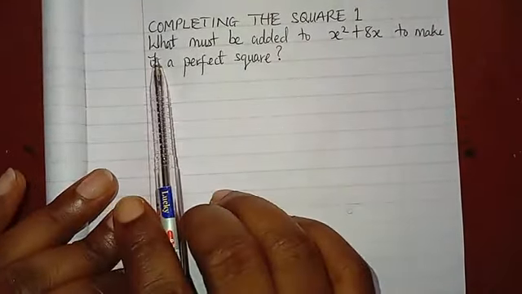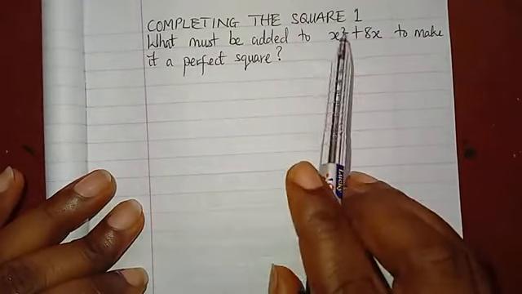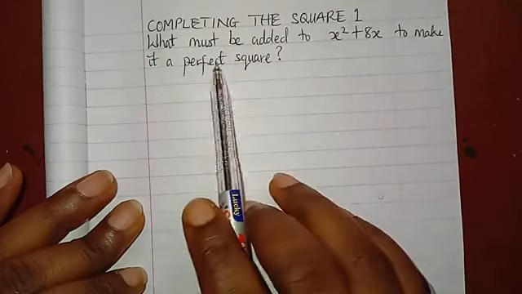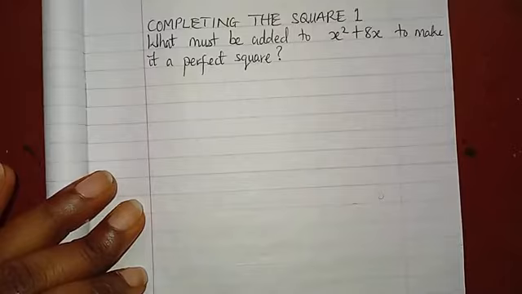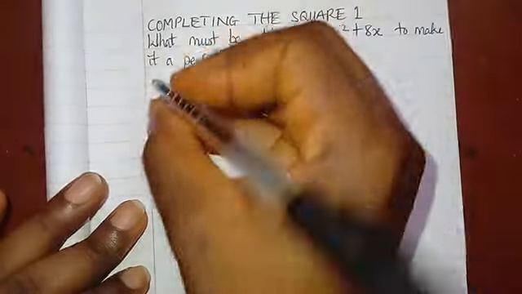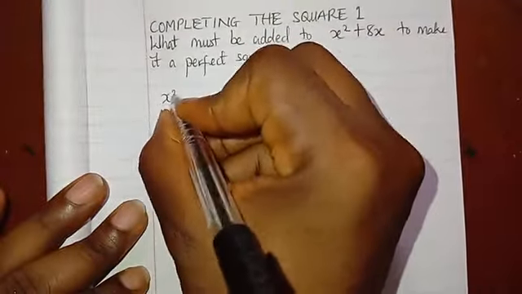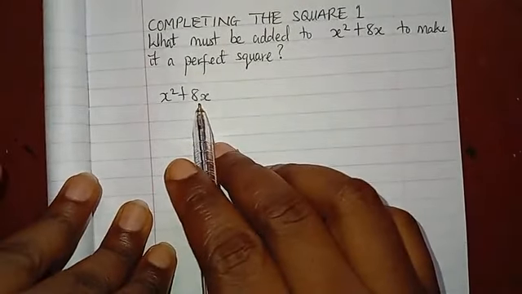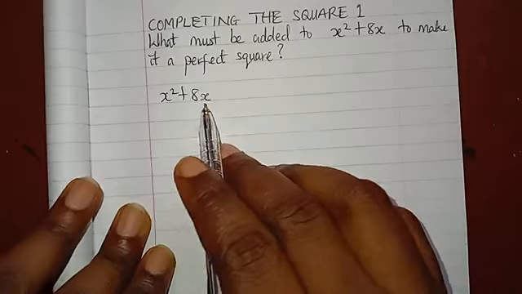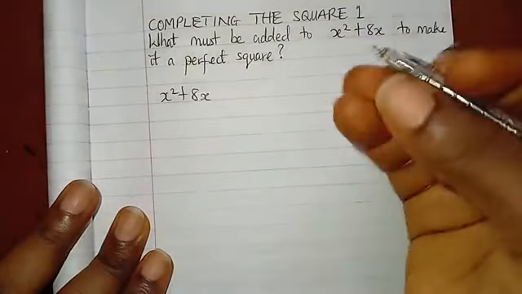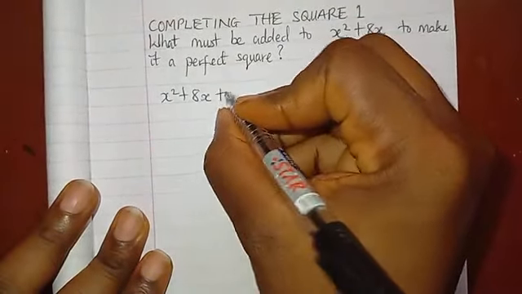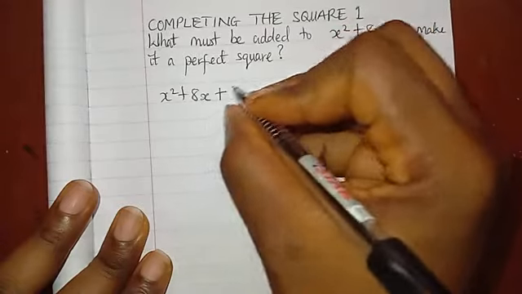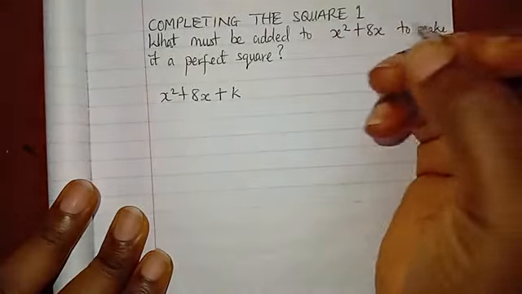So this question says, what must be added to x squared plus 8x to make it a perfect square? What do we mean by that? We are looking for what should be done to this to make it a perfect square. We mean, what do we add? What constant do we add to this part of the quadratic equation? Let's call that constant k.